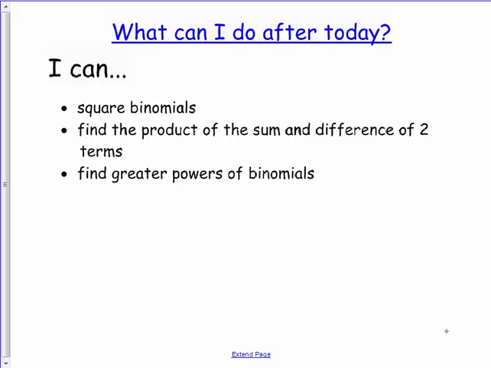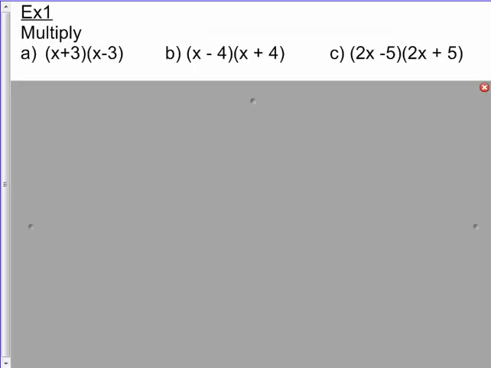This is Senior Algebra, section 5.5, multiplying binomials. So today we're looking at when I multiply and square binomials and the sum and difference of two terms, binomials here.